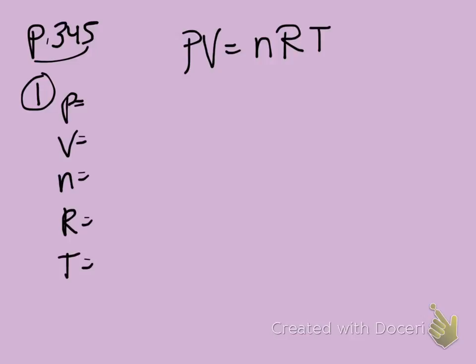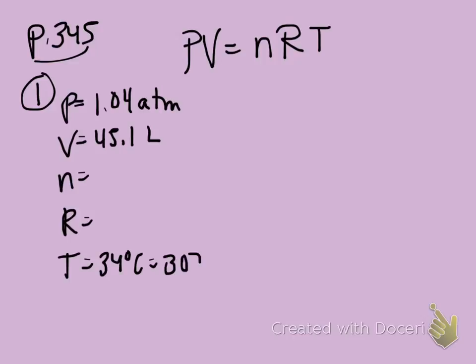Our pressure is 1.04 ATMs. Our volume is 45.1 liters. Our temperature is 34 Celsius, which gives us 307 Kelvin. We're in ATM, so we're going to want to use 0.0821 ATM liters over mole kelvins.